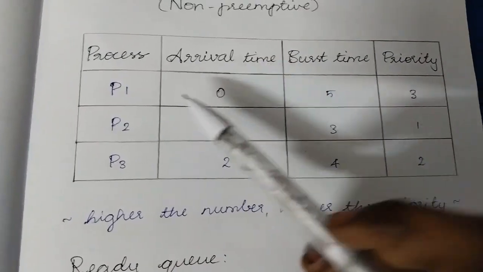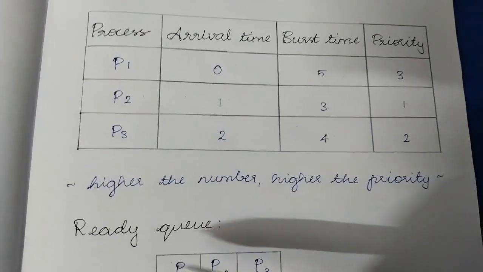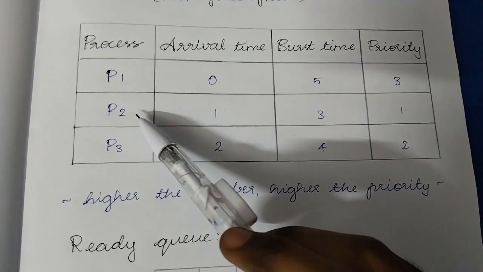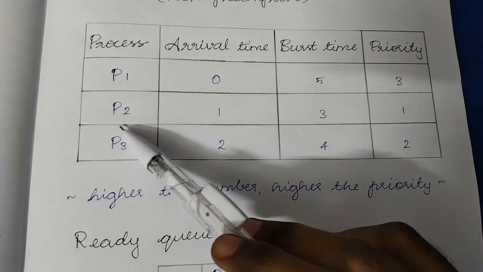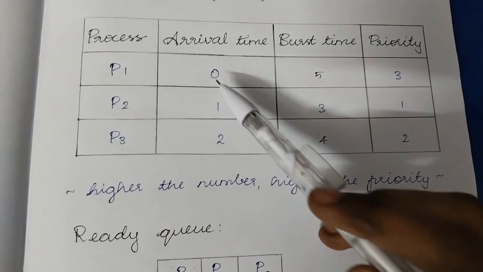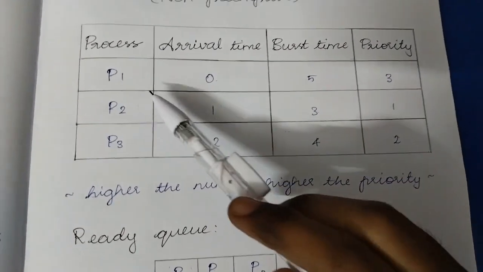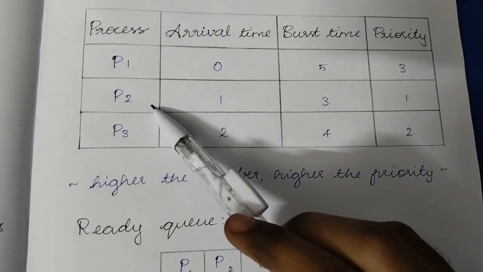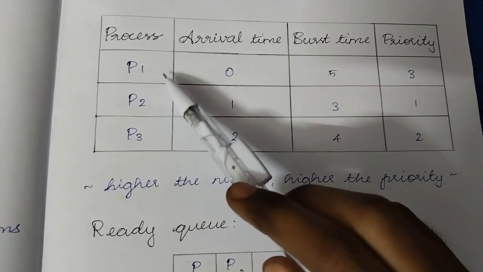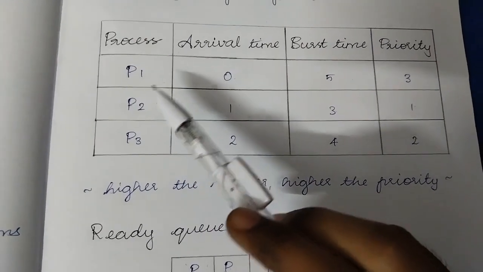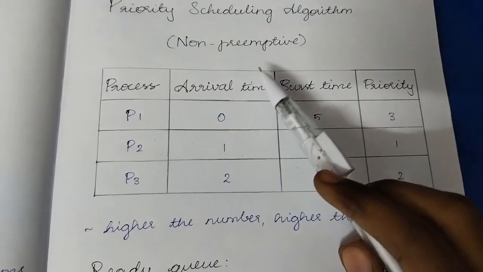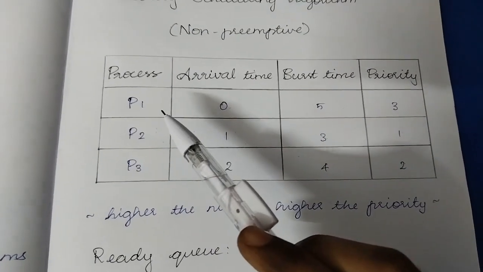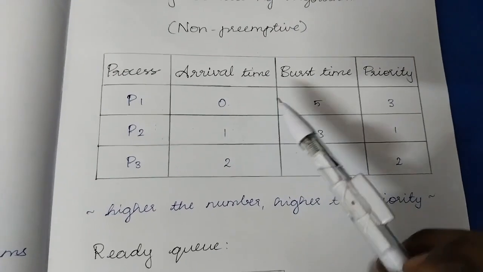So for example, when P1 is at the ready queue at time 0, it will be executed until the next process P2 arrives at the ready queue. So at time equal to 1, the process P1 will release the CPU and P2 will hold the CPU whether or not the process P1 completes its execution. In non-preemptive, the process will not release the CPU until it's completely executed.